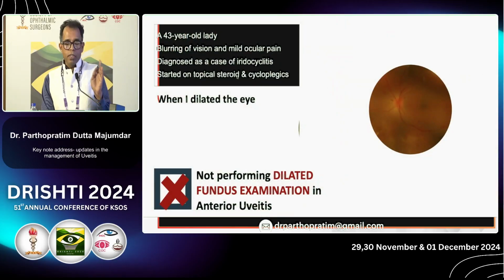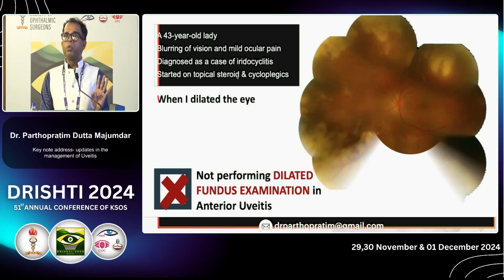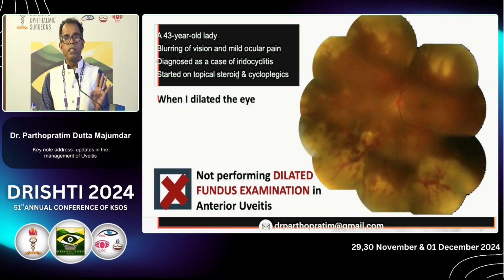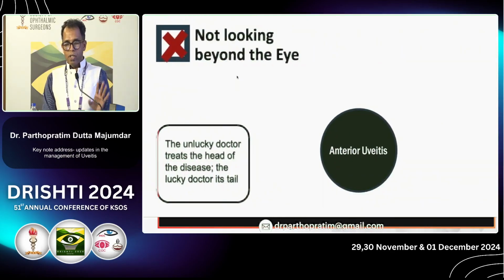Any patient, for example, this is a patient of anterior uveitis treated as iridocyclitis. A lot of investigation was done and started on topical steroid and cycloplegic. But this is the patient, you can see the view. If you are doing a 90D examination, it will look like this. But if you just do the peripheral examination, you can see that this was a case of acute retinal necrosis. So dilated fundus examination is a must.